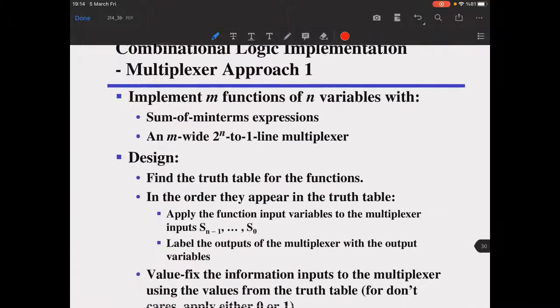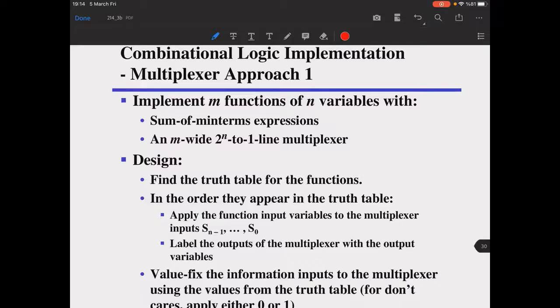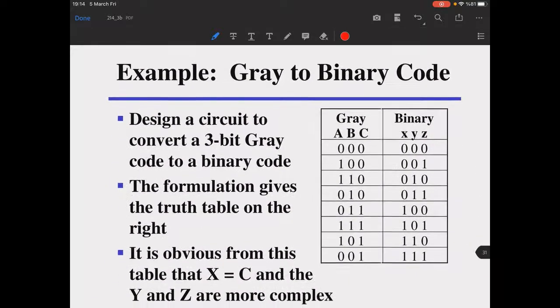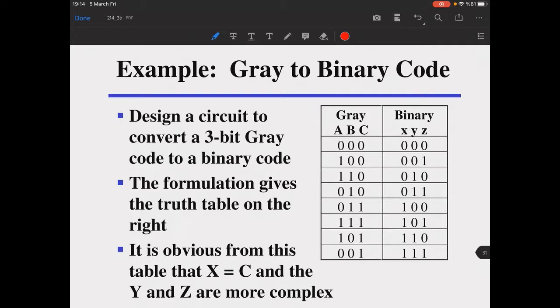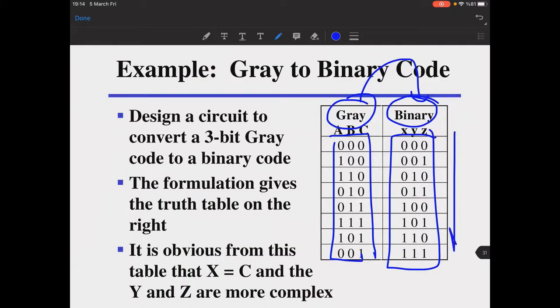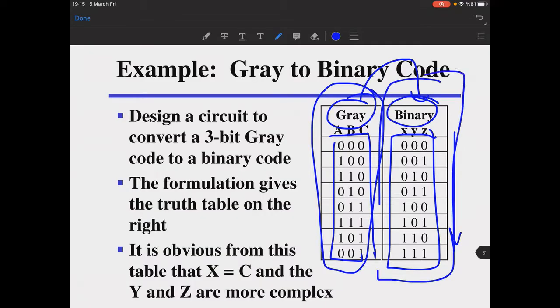Let's go on. We can do combinational logic implementation with multiplexers as well, and here let's just focus on an example where we are trying to convert a gray code to binary code. Here is your gray code and corresponding binary codes, and your outputs are in counting order here, and here is your corresponding gray code. So it will just make the transformation. This is your set of inputs, and this is your set of outputs.